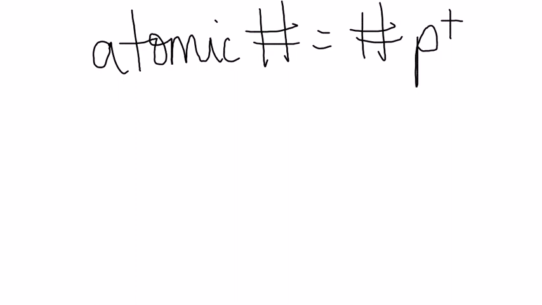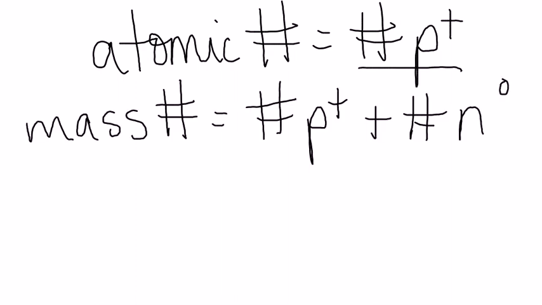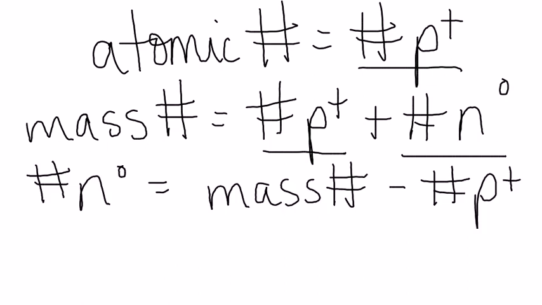So to recap, atomic number is equal to the number of protons. Mass number is equivalent to the number of protons plus the number of neutrons. We can rework this equation to solve for the number of neutrons. In that case, you'd have the mass number minus the number of protons, giving you the desired quantity, the number of neutrons. So that mass number equation can be used in a couple different ways.